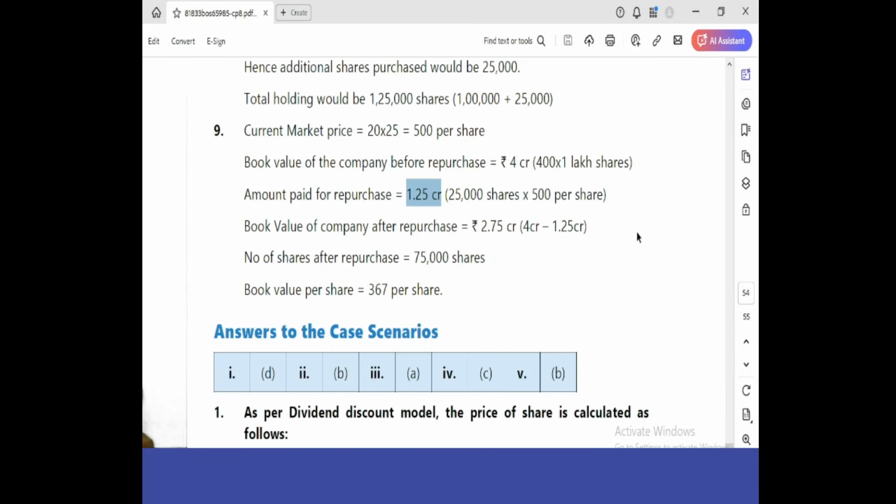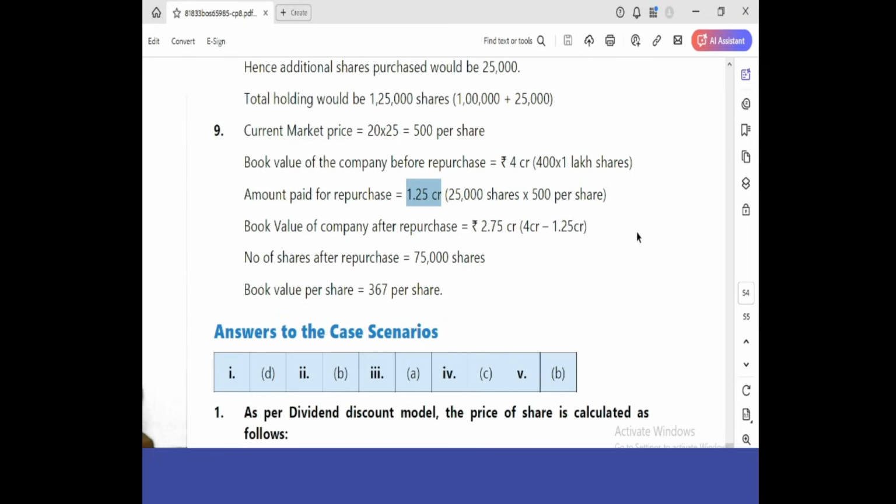Now tell me, what is current book value? There are 1 lakh shares outstanding into rupees 400 per share, which works out to rupees 4 crore. That is 400 lakh. But please remember, this 4 crore is nothing but your assets minus liabilities, which is supposed to be the net assets available to the shareholders. That divided by 1 lakh shares is given as 400. Is that fine? Yes, sir.